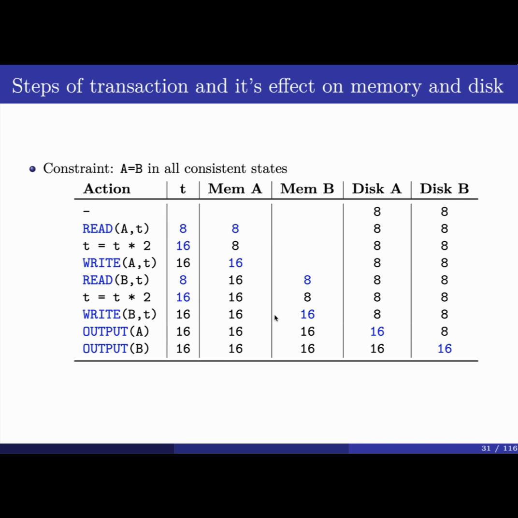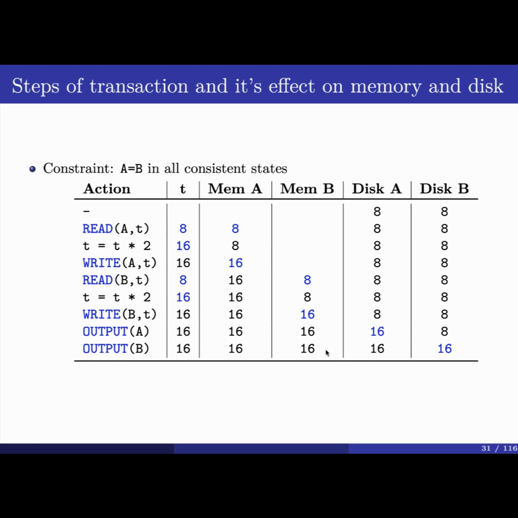And this stage, did this change anything in the disk? No, everything, the change happened in the local transaction space and also in the main memory. Now when you say output A, what does that mean? Output A copies the block that contains the database element A to the disk. So that means when I say output A, I take whatever I have in the main memory and update the value on the disk.